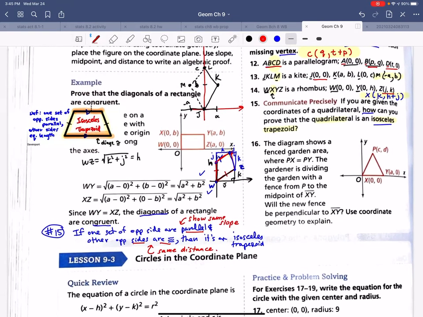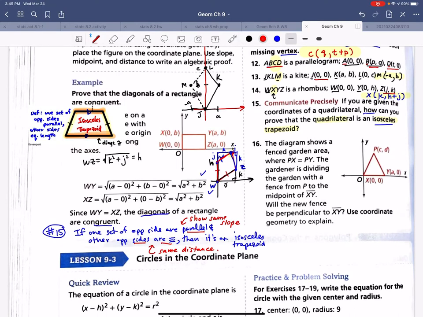Okay, 16. This diagram shows a fenced-in garden. So let's play with our magic pen here. We've got 0, 0. CD, so that means I went over C, a certain distance C, and I went up a certain distance D, because that's this coordinate. All right, and then this says I went over A, so that's this whole distance has to be A, because that's what that coordinate is. Okay, so looking at this diagram, it shows our fenced garden where PX is equal to PY. So they're trying to say this is isosceles, meaning this side is equal to that side.